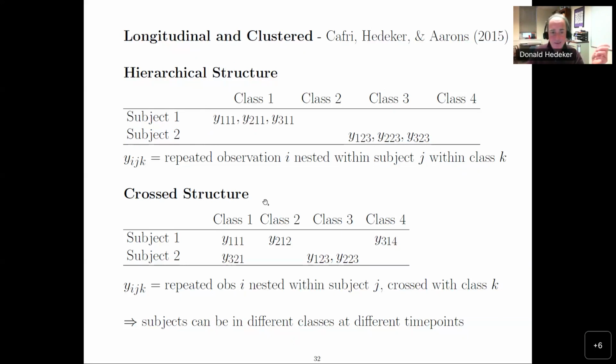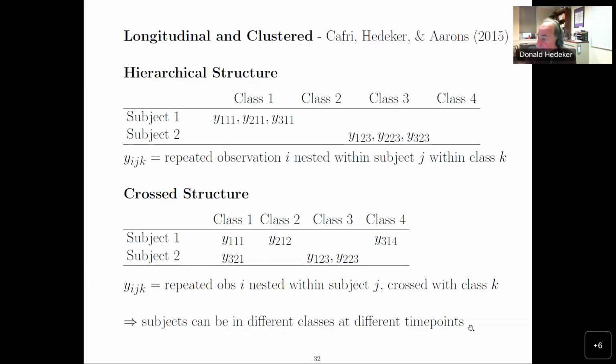Now here shows a cross structure idea. Here, subject 1 was in class 1 at the first time point, class 2 at the second time point, but then class 4. So they changed classes across time. Subject 2, let's say they were in class 1 in the first time point, and then they moved on to class 3, and they stayed there for the next 2 measurements. So this shows how there can be a crossing between classroom and subject, right? So here it's strictly hierarchical, here it's crossing. So subjects can be in different classes at different time points.